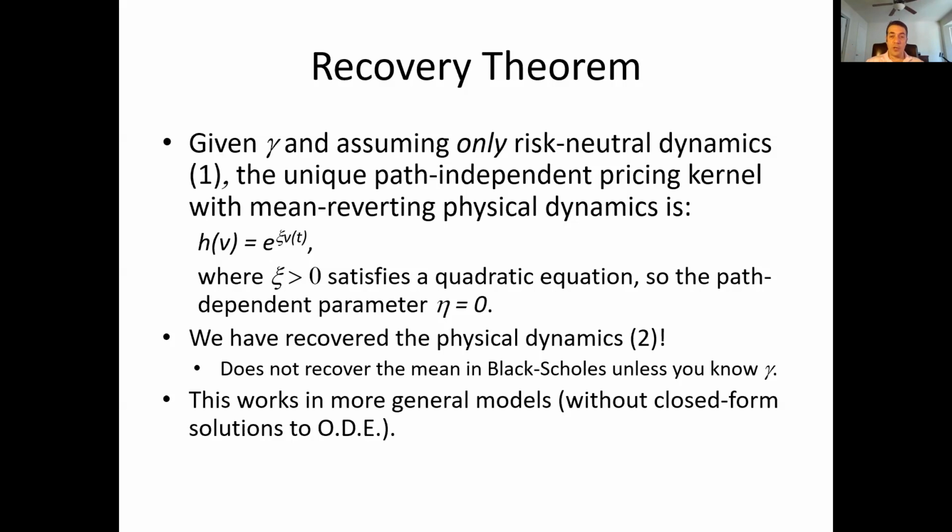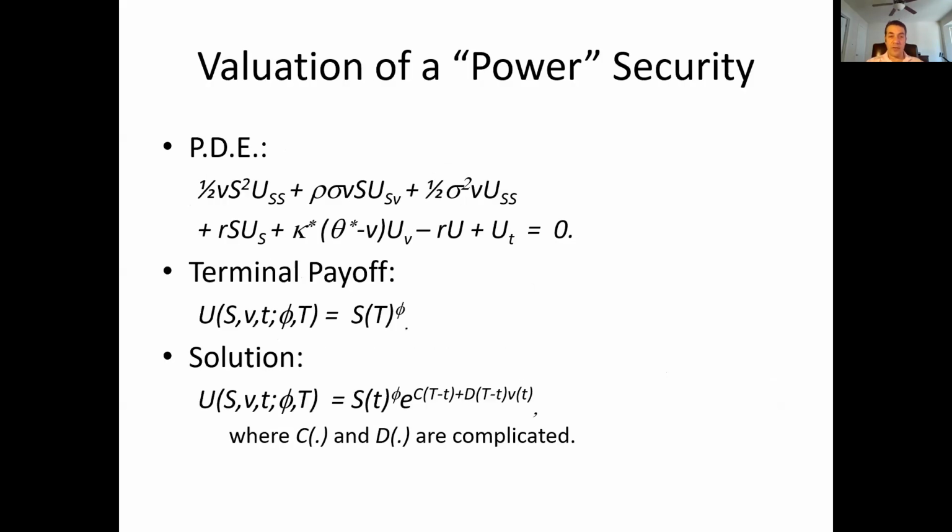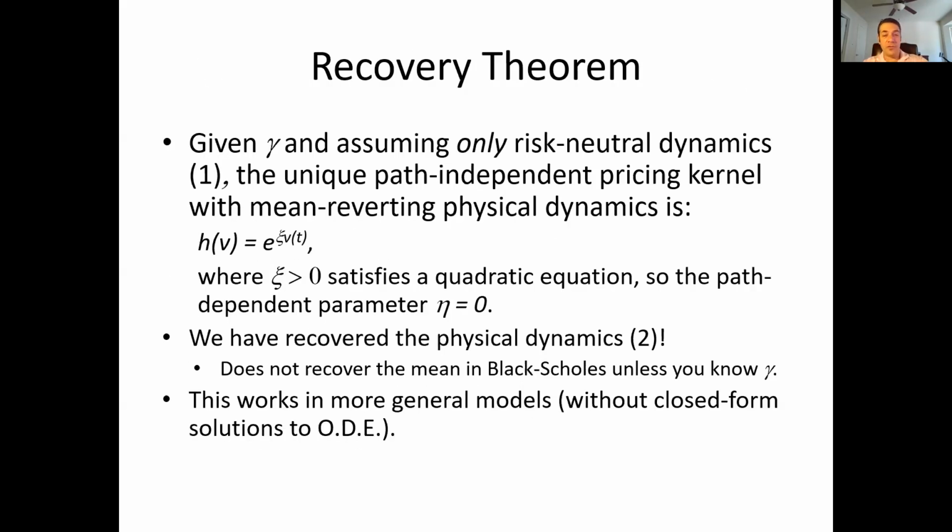Right? So we don't need to assume both the physical and the risk neutral measure. All we need to do is assume the risk neutral measure and assume this recovery form. And recovery theory says that the pricing kernel is homogeneous and that it does not depend on the path of the state space. It depends only on the current state space. Okay. So that is the theory. Let me pause here and see if there's any questions or clarifications needed.